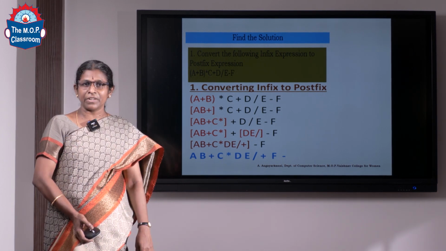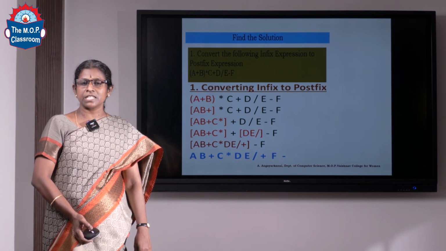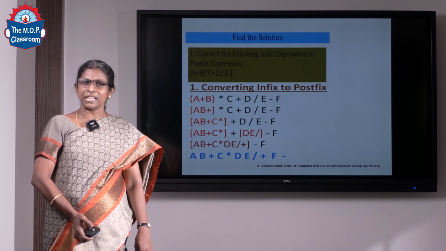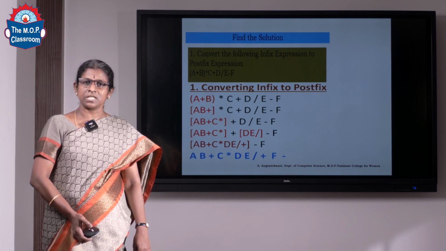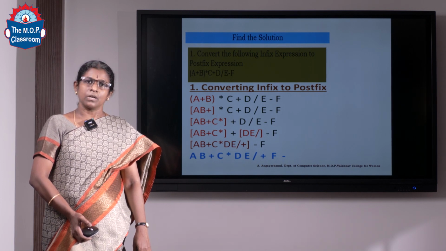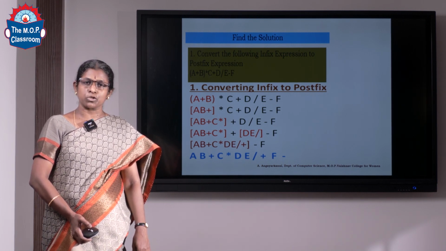In today's session, we have seen how an expression is evaluated by a computer system. We have seen how to convert an infix into a postfix form and how a stack is used for this purpose. Hope this session is useful to you. In the next session, we will see how to evaluate a converted postfix expression.